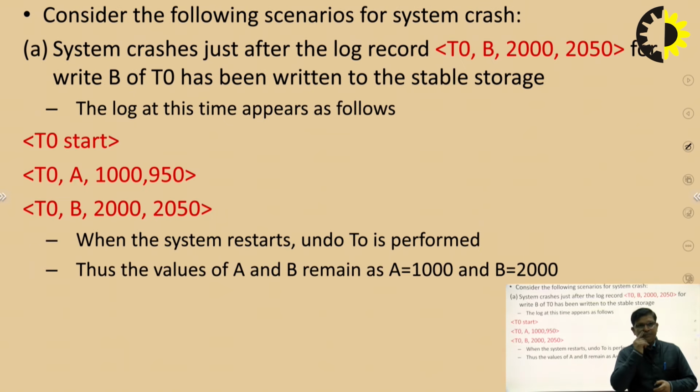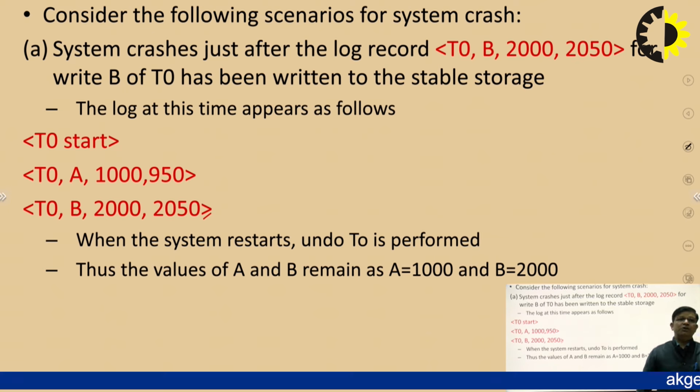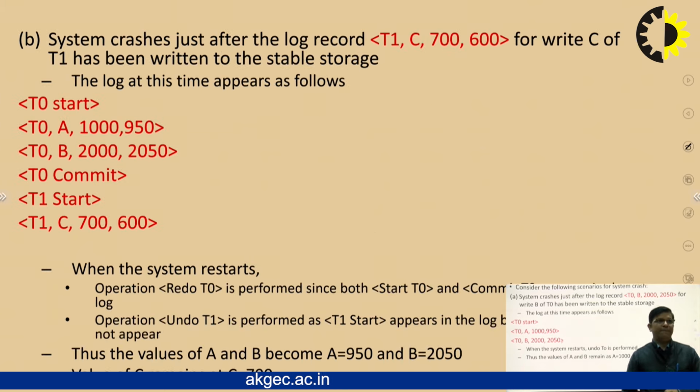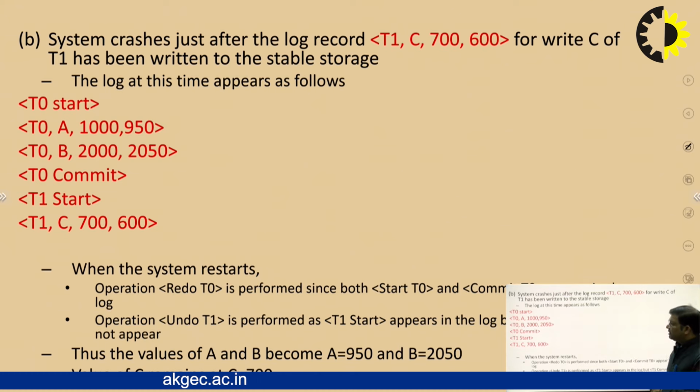Okay. Like for example, this is the case. Does the transaction fail at this point? There is no commit operation after T0, B 2000 and 2050, and the system crashes. So in this case, the T0 undo operation should be performed. When the system restarts, undo T0 should be performed so that the older values of A and B will be there.